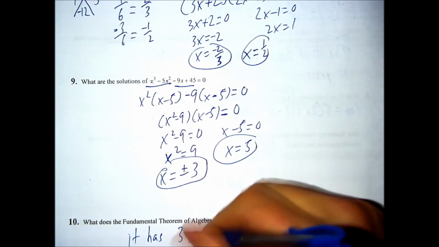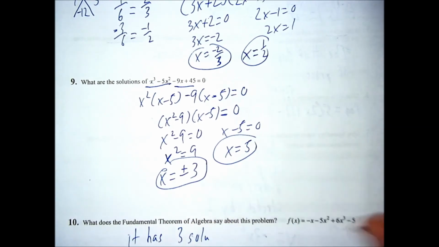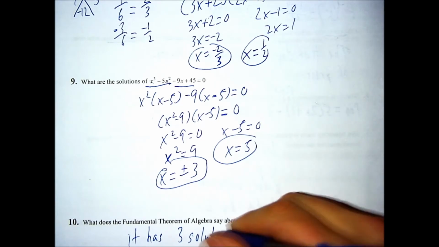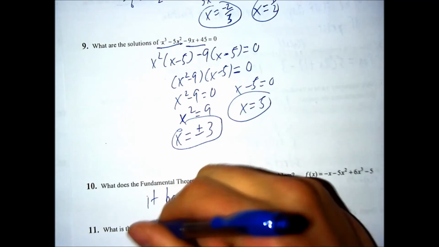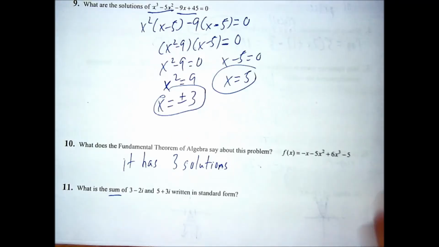Why does it have 3 solutions? Because it is a third power, x cubed. What is the sum? Sum meaning to add the 2 items together.